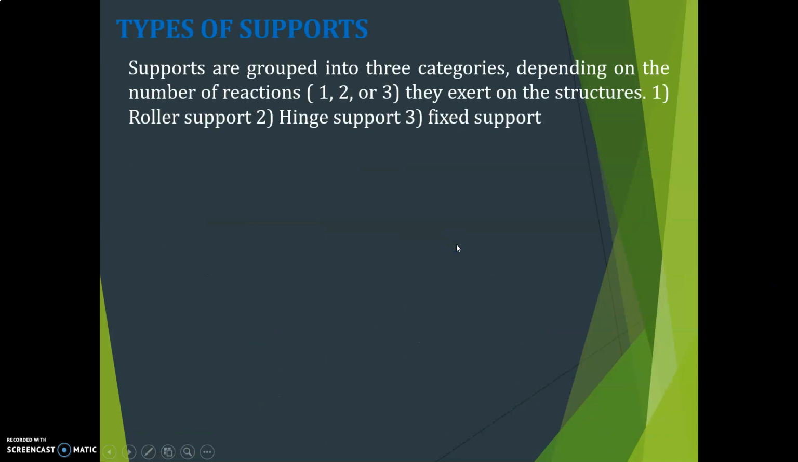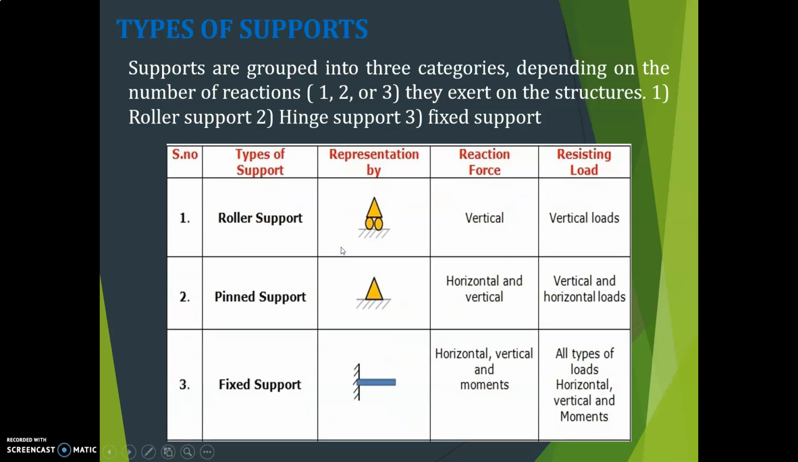All of you know there are three types of supports, based on the number of reactions. What are those? First is the roller support, second is the hinged support, and third is the fixed support. What is the roller support? This roller support will develop only a vertical reaction, that is, perpendicular to the plane of the rollers. Here you can see the representation of the roller support and the reaction force. Only one reaction force, which is vertical, and the resisting loads are vertical loads.